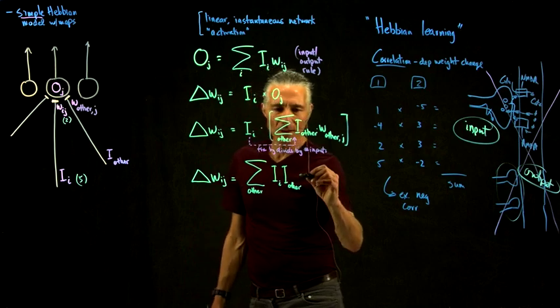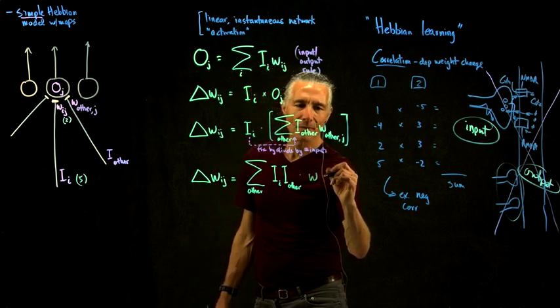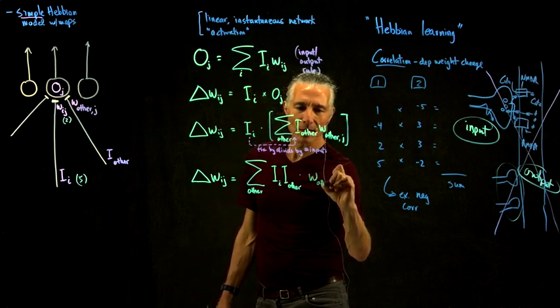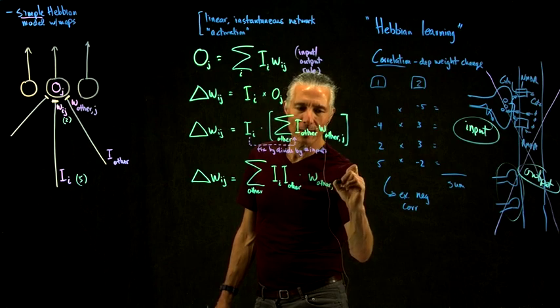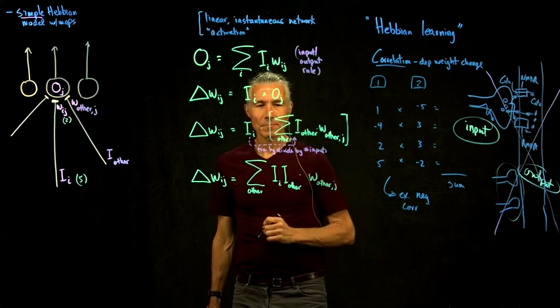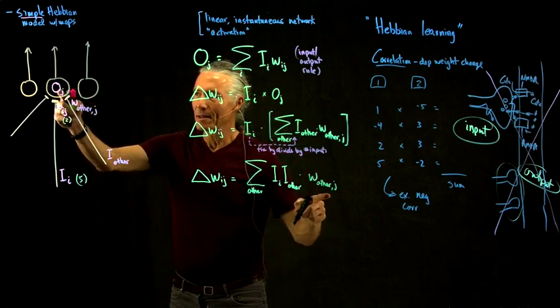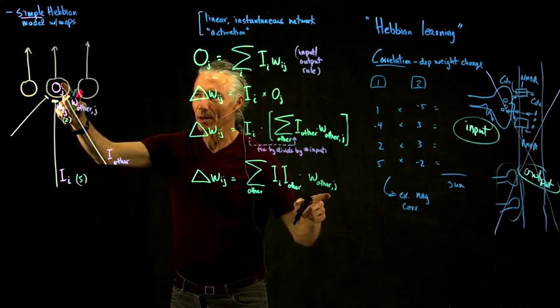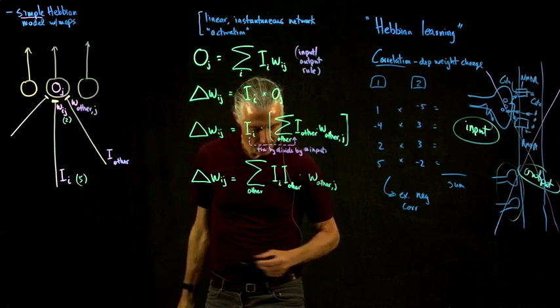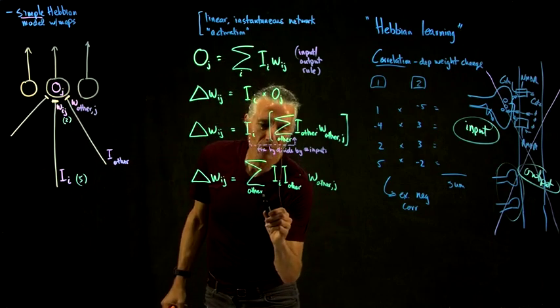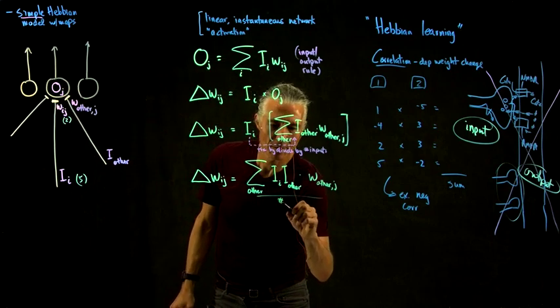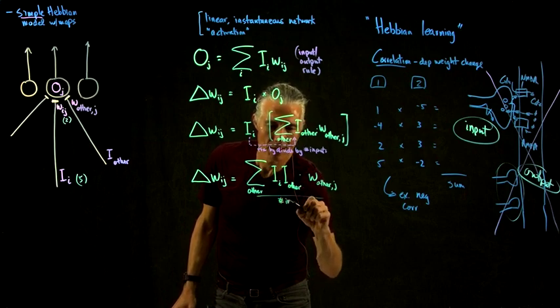And then it's multiplied by the weights, the weights are in there too. It's multiplied by the weight between every other unit and the current unit that we're working on, the output unit. But then the whole thing has to be divided by the number of inputs because we stuck the I in there.